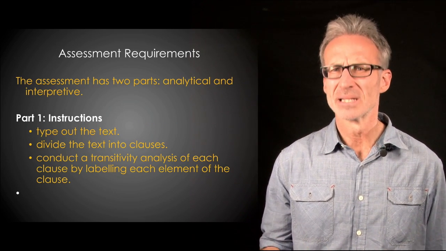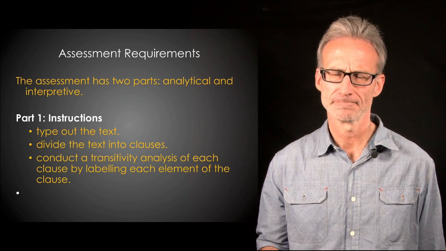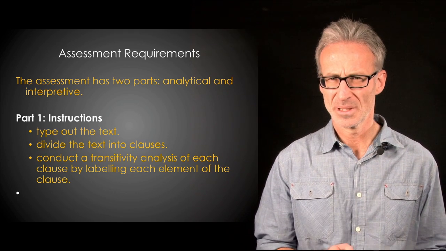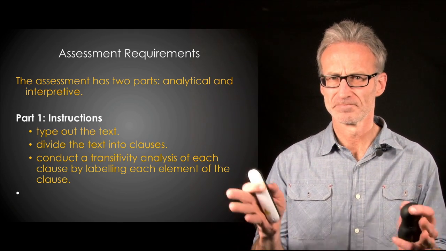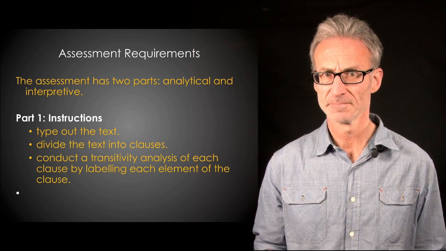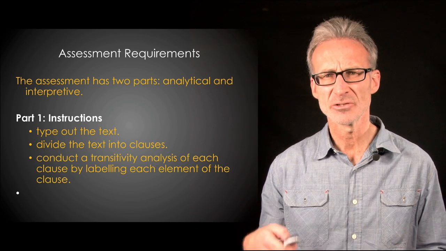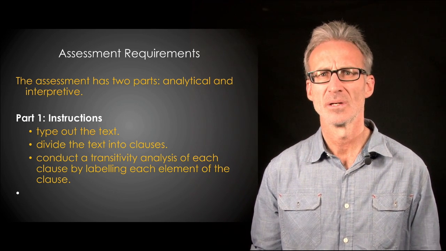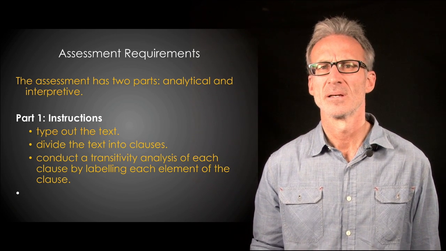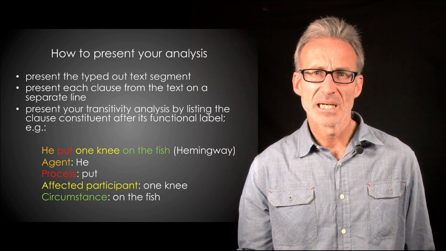Now, the assessment has two parts, an analytical part and an interpretive part. Let's go over the analytical part first. So, you'll be given a bit of text. Type out that bit of text. Divide the text into clauses. And then, thirdly, conduct a transitivity analysis of each clause by labeling each element of the clause. Let's go over that again.